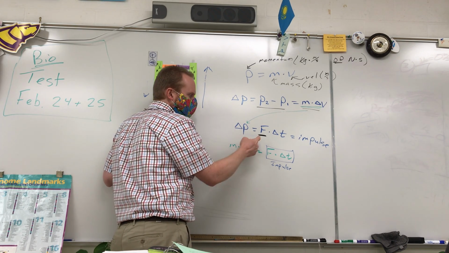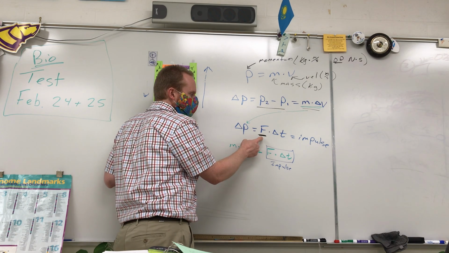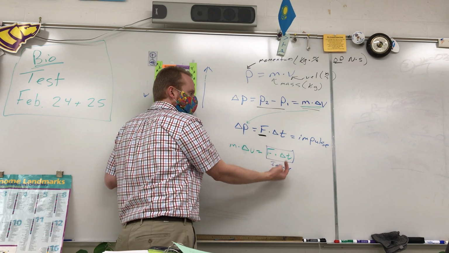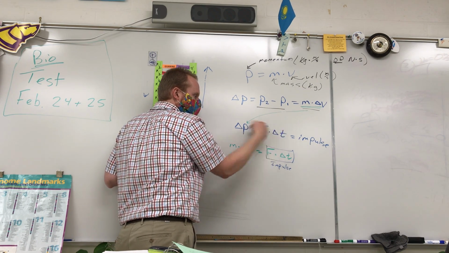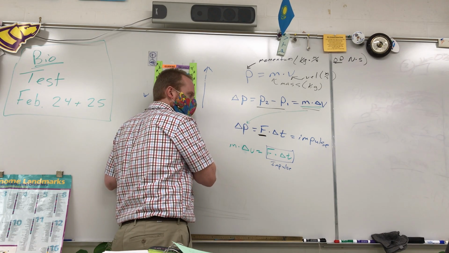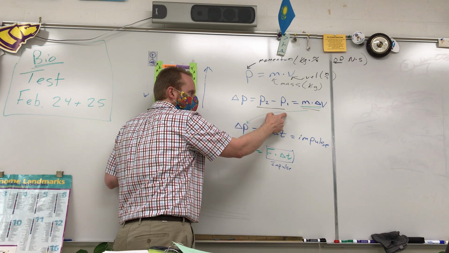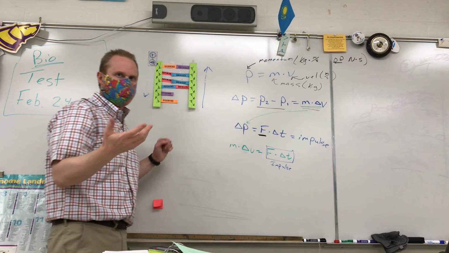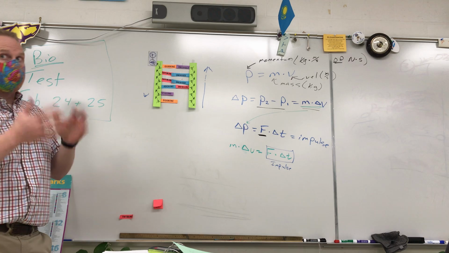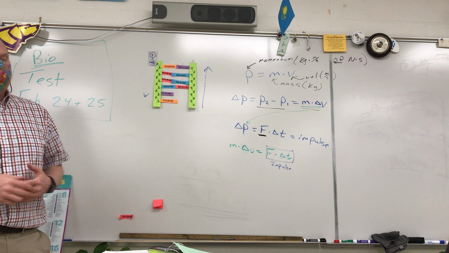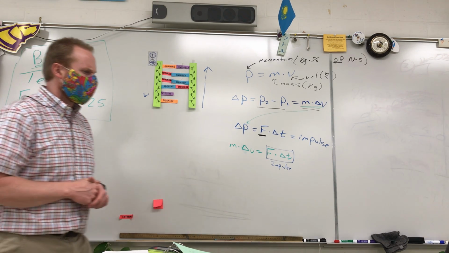So there's two things you could do to minimize this force. You could increase the time, or you could decrease the change in momentum. And how do you decrease the change in momentum? Well, it's the difference in velocity, the change in velocity. You've got to get your initial velocity at the time of impact slower. And we'll talk about that a little bit.